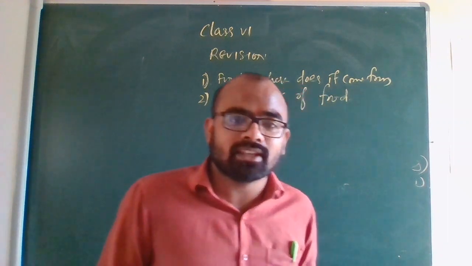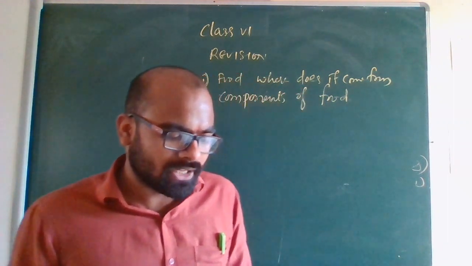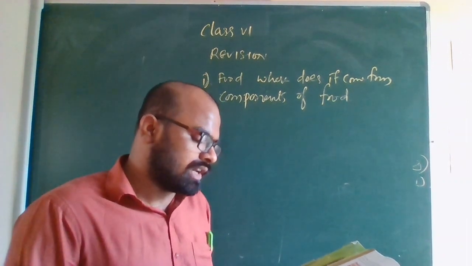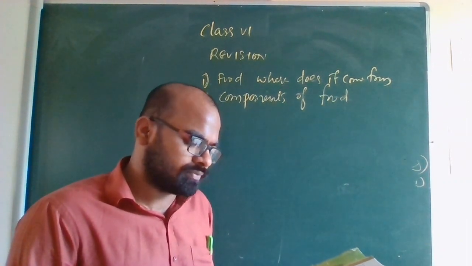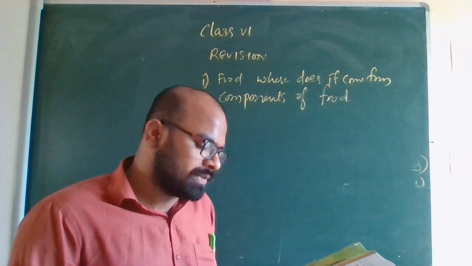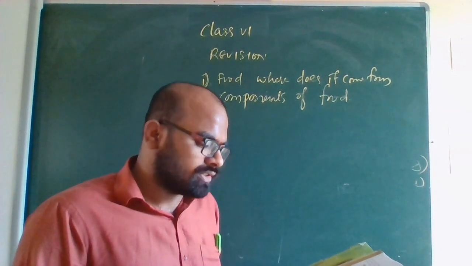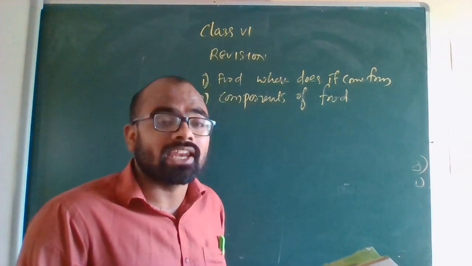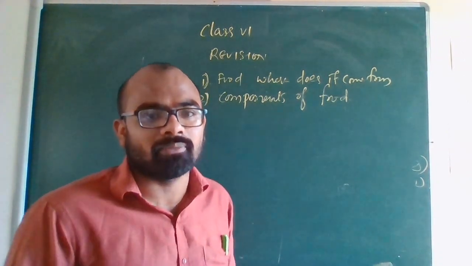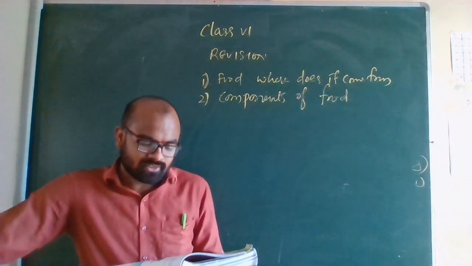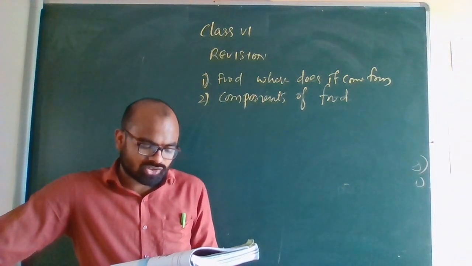Column A is there: milk, curd, paneer, ghee, spinach, cauliflower, carrot, lions and tigers, herbivorous. If you see milk, curd, paneer, ghee, what does it do? These are all animal products. These come from animals. Next, spinach, cauliflower, carrot.